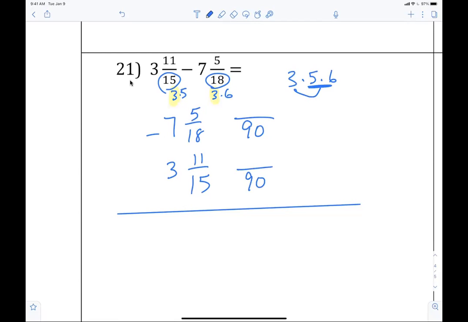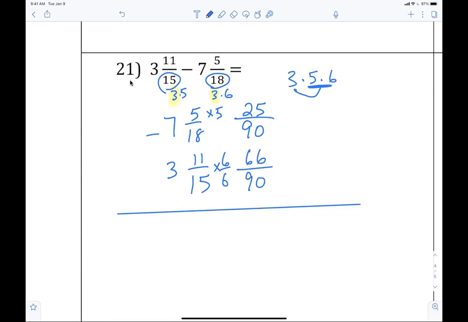So then 7 and 5 18. 18 goes to 25 after 90, because you're multiplying by what? 5. And then 11 15 goes to 66 over 90. Good.